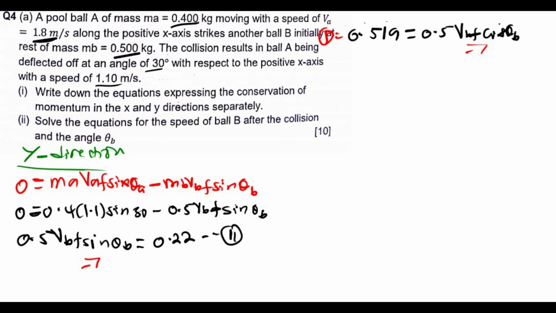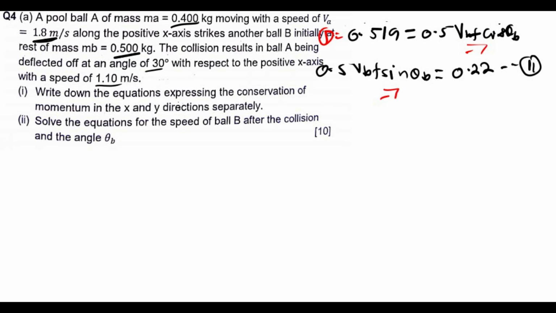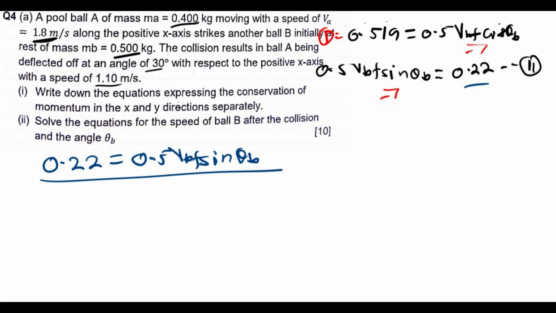Then I'm going to get rid of this and shift this to also go there. So we need to divide. The one for sine has to be on top. So I'll start writing 0.22 is equal to 0.5 VB final sine theta B. I divide this by the first equation, which has cos. So it's 0.519 is equal to 0.5 VB final cos theta B.